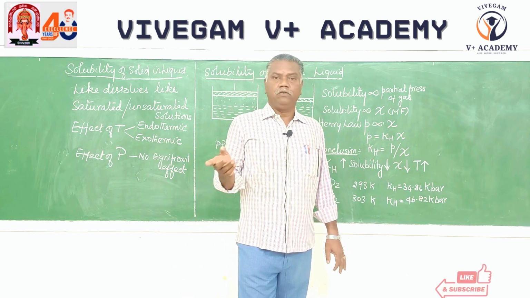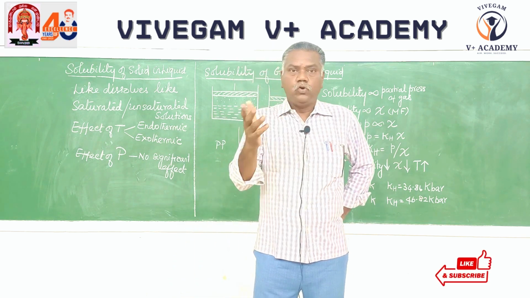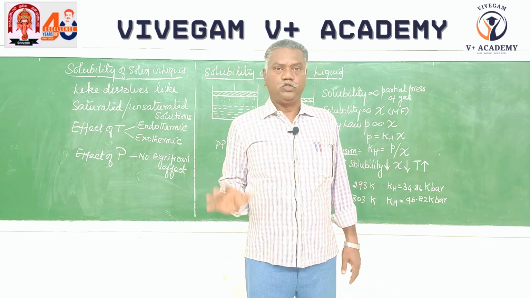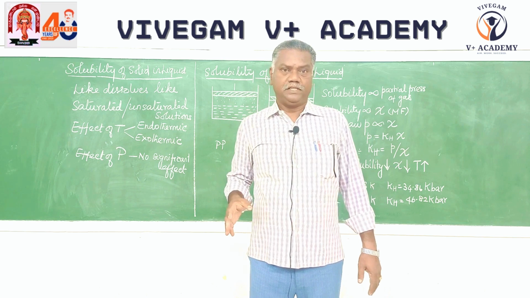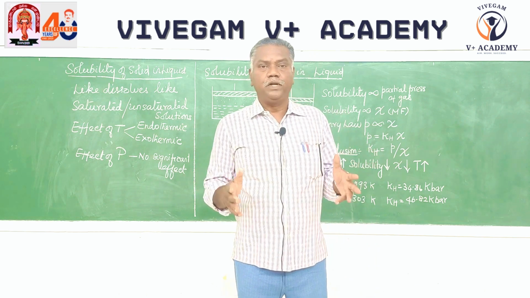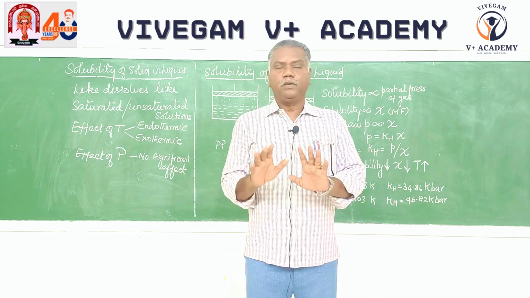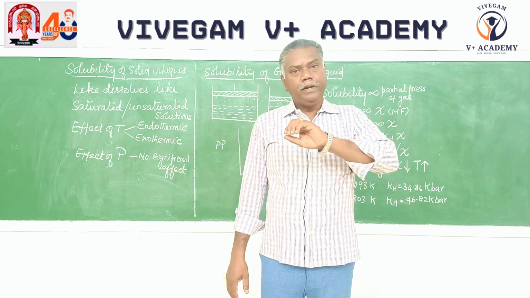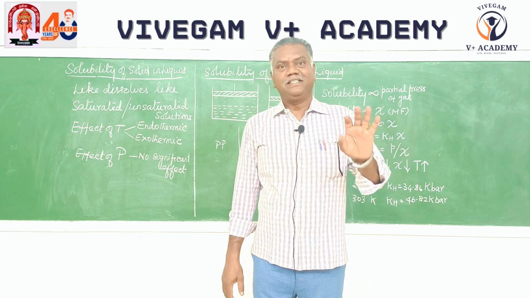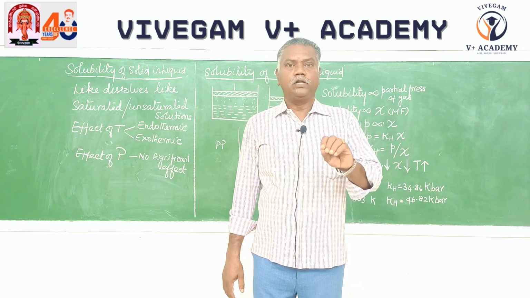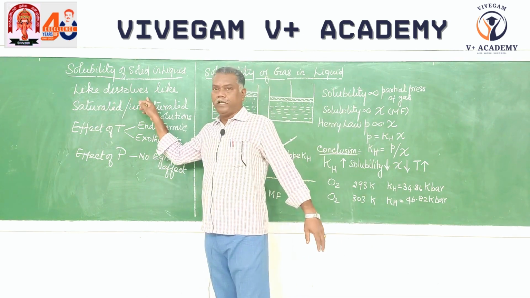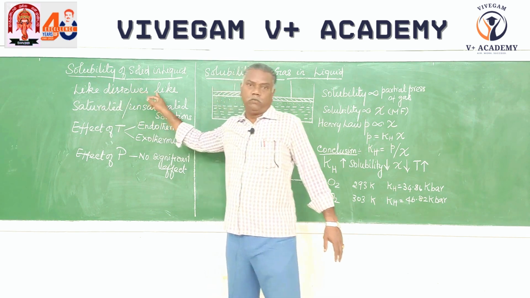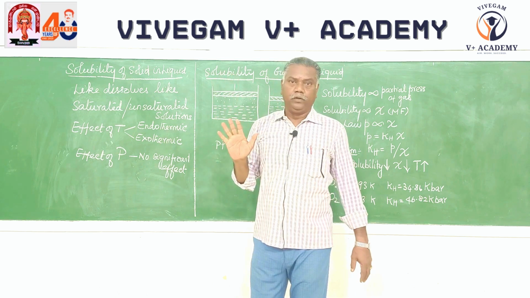What is meant by a polar solvent? A solvent which can be dissociated into its corresponding ions, that is, H plus and OH minus. For example, hydrochloric acid can be dissociated into H plus and Cl minus ions, so it is polar in nature. In the same manner, sodium chloride can be dissociated into Na plus and Cl minus, so it is a polar solute. Like dissolves like means a polar solute can be dissolved in a polar solvent. That is the meaning.